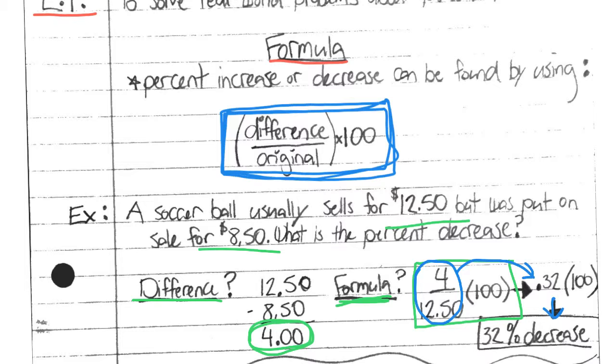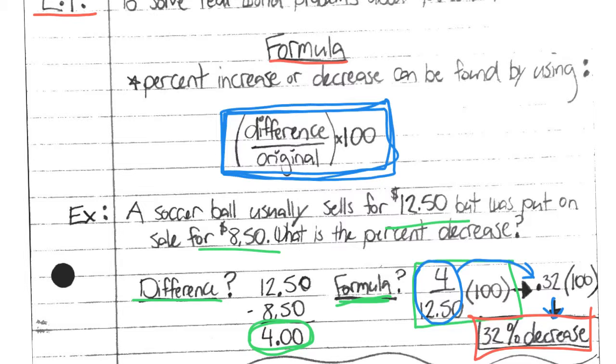So our final answer was, what is the percent decrease? Well, it was 32%. These problems will be in all shapes and forms, but the important thing is that you just figure out what the difference is and what the original is. You plug it in, and then we will solve from there. Once you have it plugged into the formula, everything else from there is easy. It's just kind of figuring out what goes where.